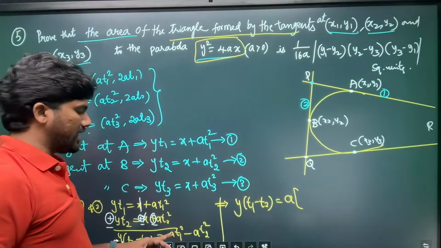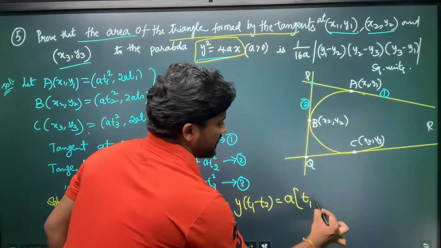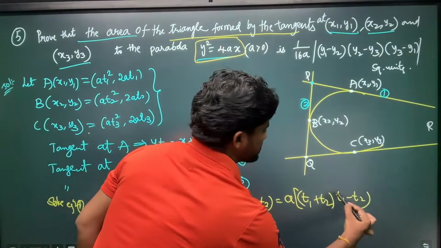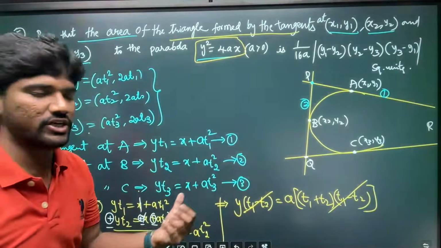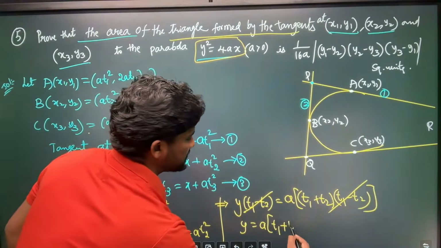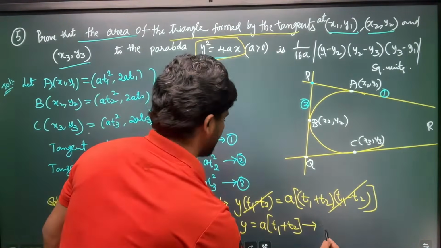When you take a common, T1 square minus T2 square means T1 plus T2 into T1 minus T2, the a square minus b square formula. Directly, on both sides cancel the T1 minus T2 value. Therefore y is equal to a into T1 plus T2. This is the small y value. Take it as equation number 4.